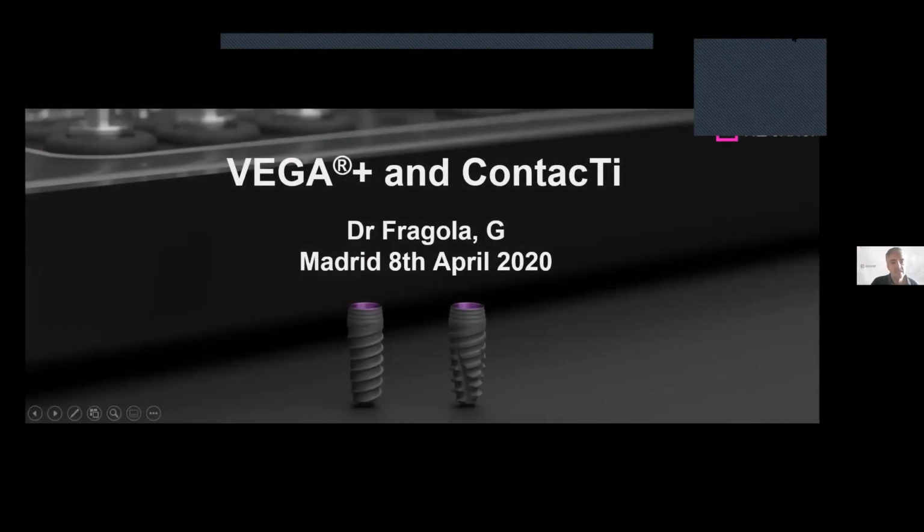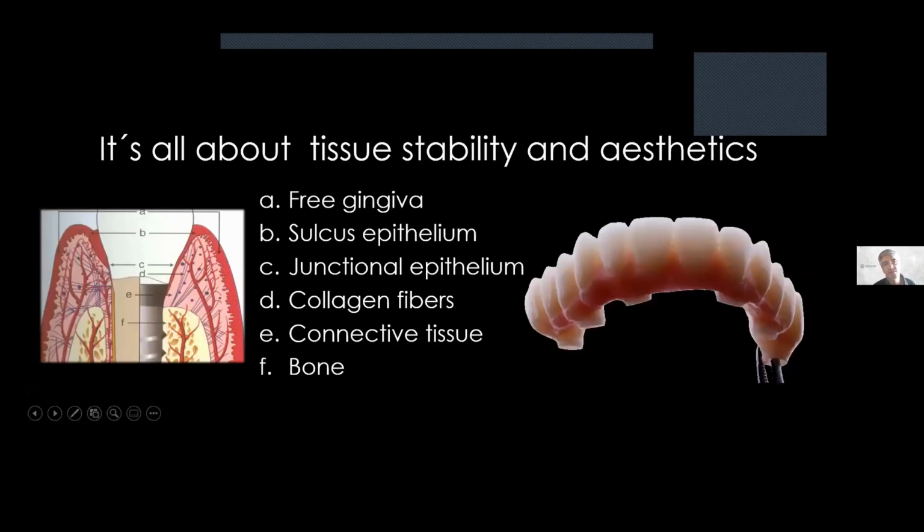So let's try to explain a little bit about Vega. It's a bone level implant, and now there is another new design of this tested bone level implant from Klockner. I have to say thank you for inviting me also to share this small presentation.